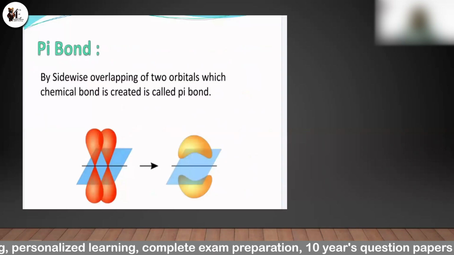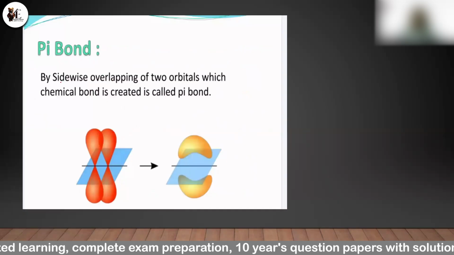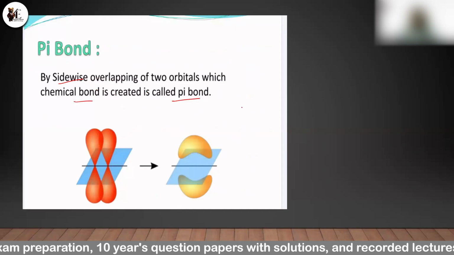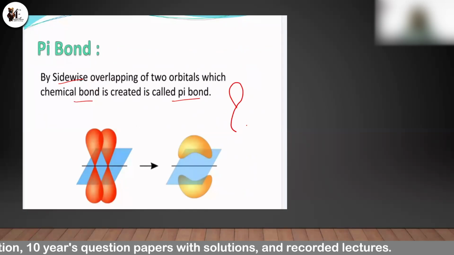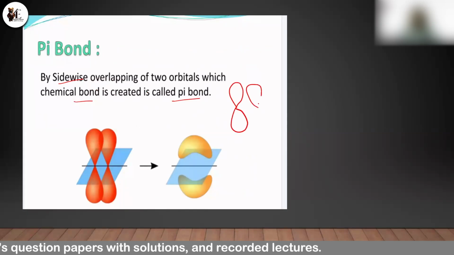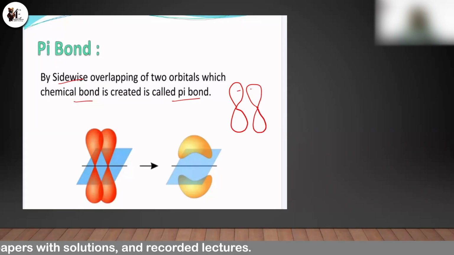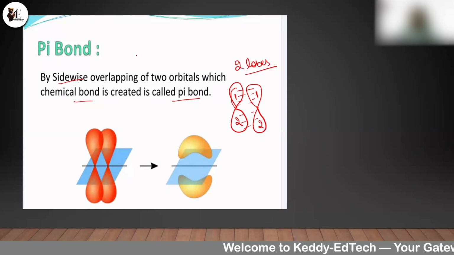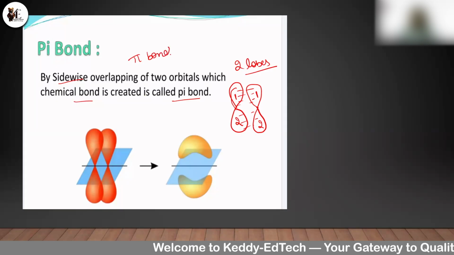Next is our pi bond. A pi bond is formed by the sideways overlapping of two orbitals. The chemical bond which is created is called a pi bond. For example, this is the p orbital, and this is also a p orbital. Now, this is my first lobe and this is second lobe. Similarly, this is first lobe and this is second lobe. Now, when the overlapping occurs between these two lobes, that sideways overlapping is called a pi bond. We represent it like this.